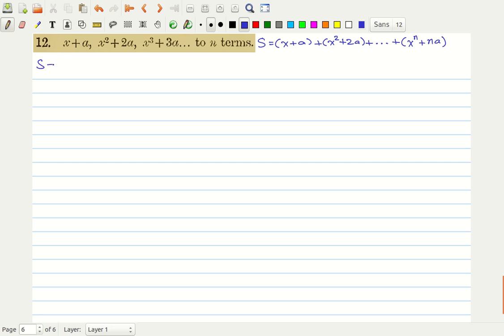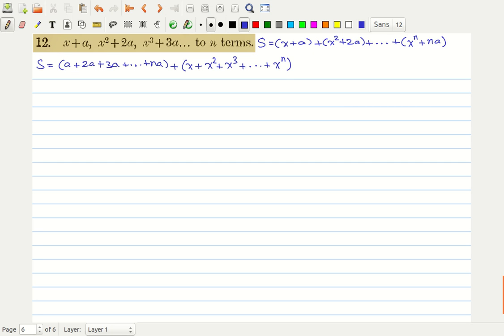Now it is easy to see that this sum is actually made up of one arithmetic progression, which is a plus 2a plus 3a till na, and it is also made up of the geometric progression x plus x square plus x cube plus up to x to the power n.